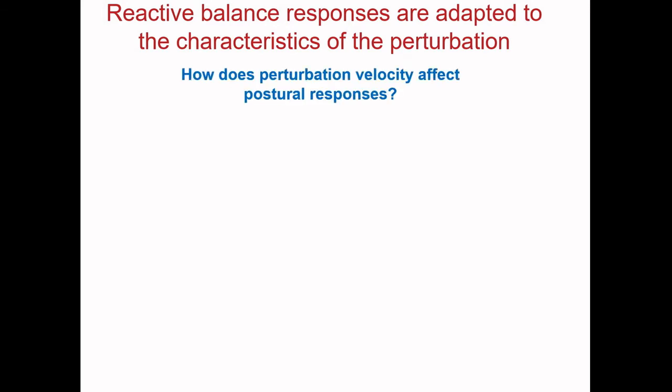At this point, we have a pretty good basic understanding of reactive balance strategies. Given this foundation, we can begin to appreciate some of the subtleties of reactive balance. An important functional part of reactive balance control is that reactive balance responses are adapted to the characteristics of the perturbation. To begin to understand this, we can look at how the velocity of an experienced perturbation affects the observed postural responses.